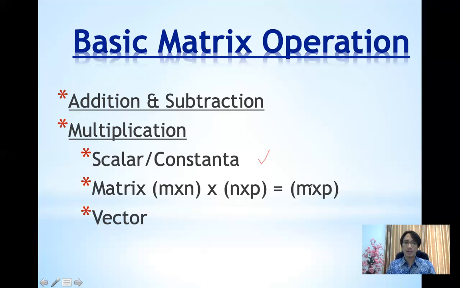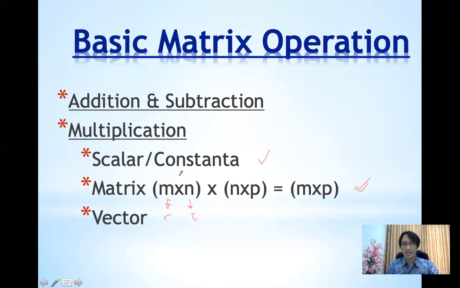The second one, multiplication of matrix, is very common. So in terms of matrix operations, we have to understand the multiplication of matrix. This is the key of matrix multiplication. For matrix multiplication, the order must be m times n. So this is the number of rows times the number of columns.